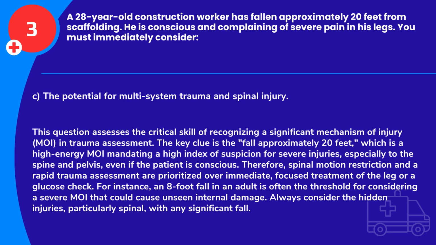This question assesses the critical skill of recognizing a significant mechanism of injury, MOI, in trauma assessment. The key clue is the fall of approximately 20 feet, which is a high-energy MOI mandating a high index of suspicion for severe injuries, especially to the spine and pelvis, even if the patient is conscious. Therefore, spinal motion restriction and a rapid trauma assessment are prioritized over immediate, focused treatment of the leg or a glucose check. For instance, an 8-foot fall in an adult is often the threshold for considering a severe MOI that could cause unseen internal damage. Always consider the hidden injuries, particularly spinal, with any significant fall.